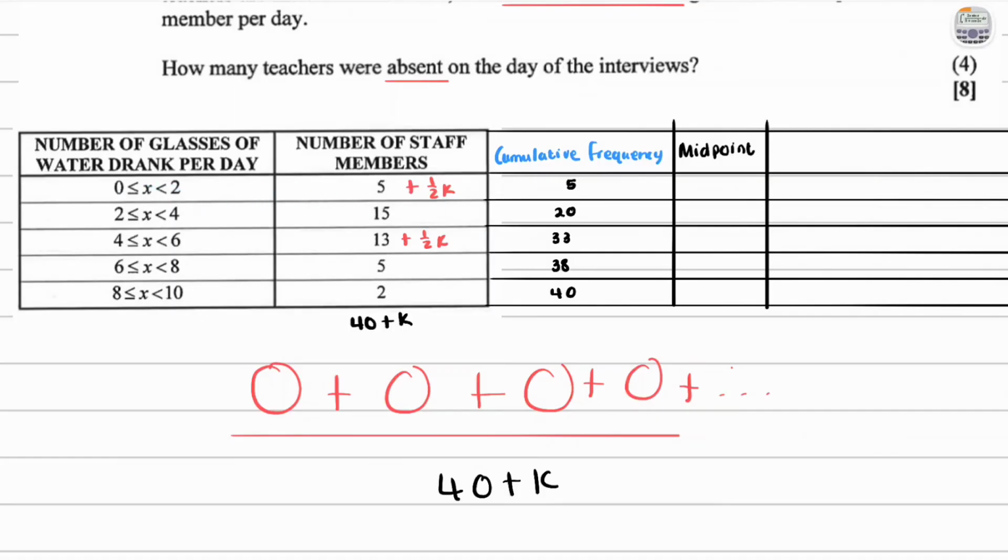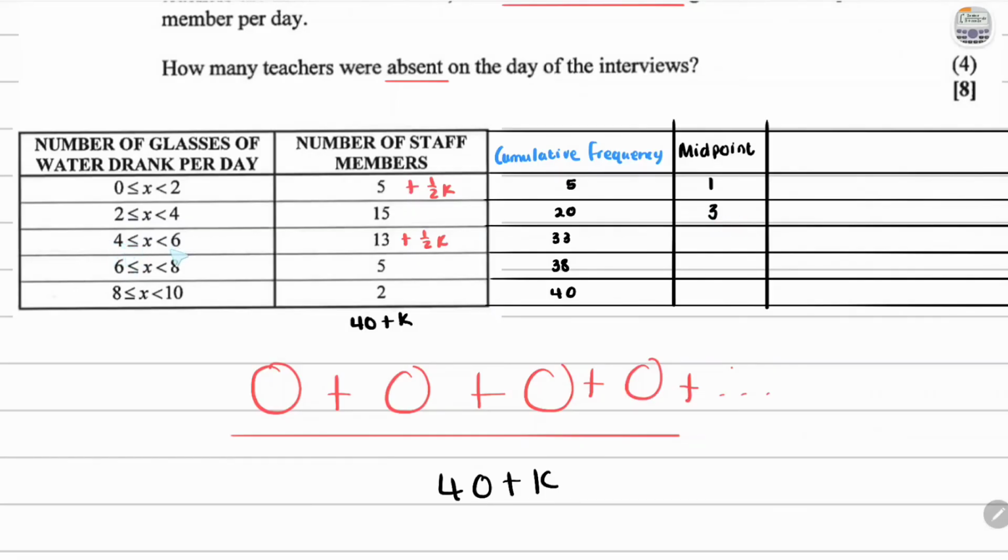So what we're going to do is estimate how many glasses would have been drank in this category. Since all the teachers here drank from 0 to 2, to estimate that, you're going to find the midpoint of this by saying 0 plus 2 divided by 2. So it's really just the average. 0 plus 2 divided by 2 is simply 1. And then 2 plus 4 divided by 2 is 3. So it's really just the middle of these numbers.